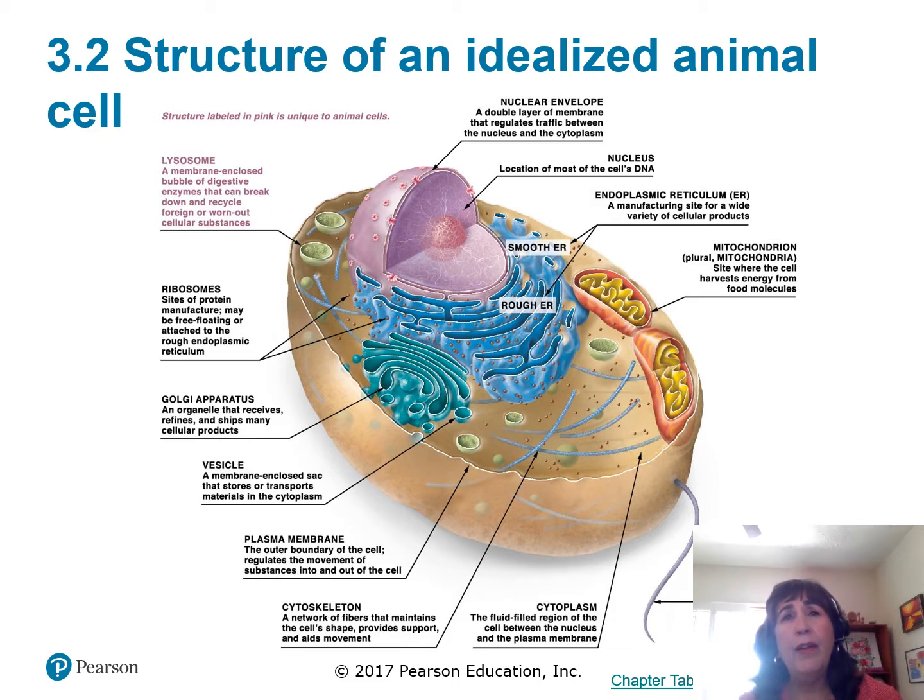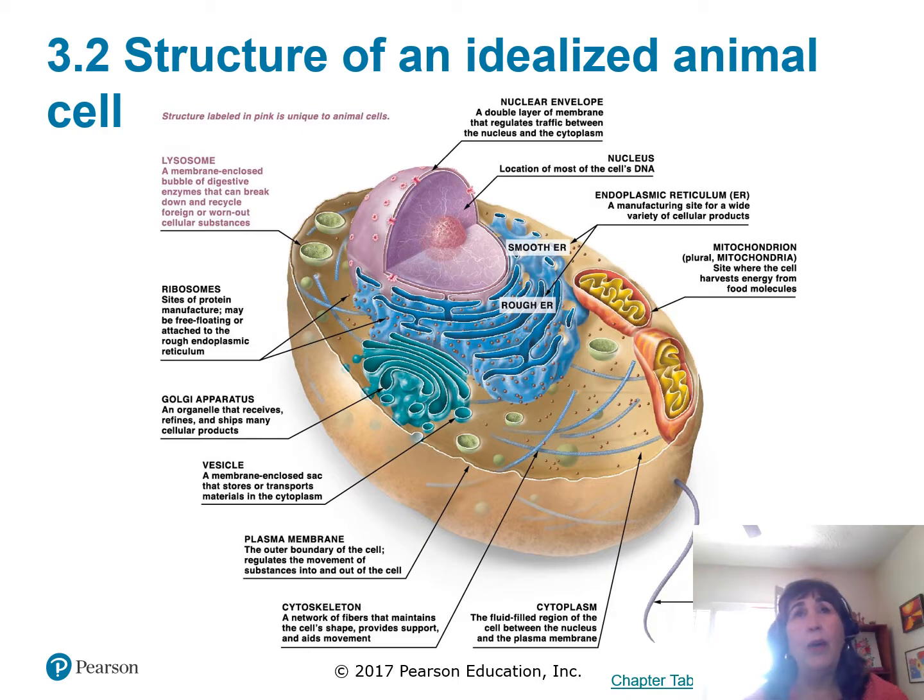Then you see other little vesicles that are called lysosomes, and lysosomes are like little stomachs inside of animal cells. You're not going to find them in plant cells. And they actually help recycle or digest old worn out organelles, or they also help break down things that are coming into the cell. Then we see the cytoskeleton. The cytoskeleton is a network of fibers, and they maintain the cell's shape, and they also give it support.